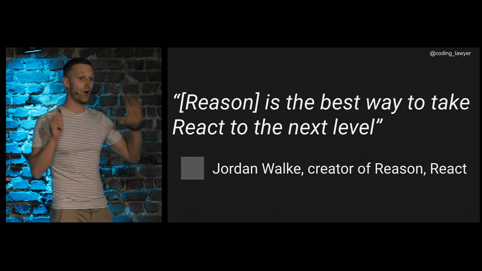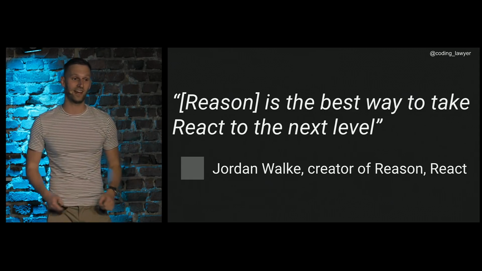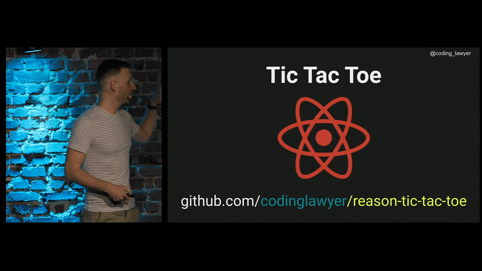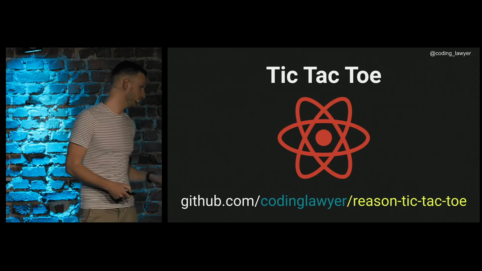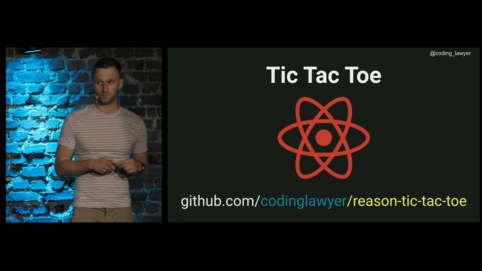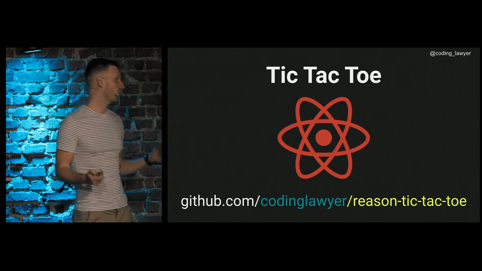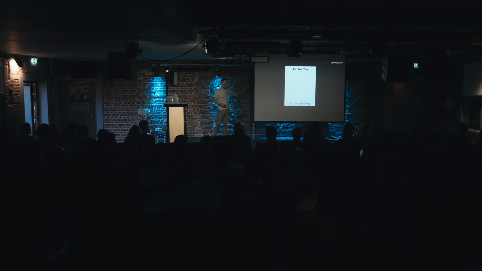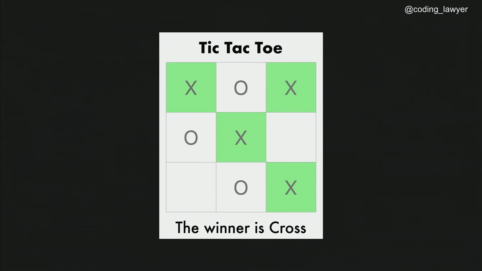Okay, now I hope you're pretty excited about Reason as I am. And now let's take a look at some code. I will use this tic-tac-toe game I built. You can get it at my GitHub, codingloader/Reason tic-tac-toe. But first, let's take a look at how our game looks. It's a typical tic-tac-toe game. We have 3x3 fields, and two players are playing cross and circle, and they play till one of them wins and one of them loses. So, a typical tic-tac-toe game, nothing really complicated.